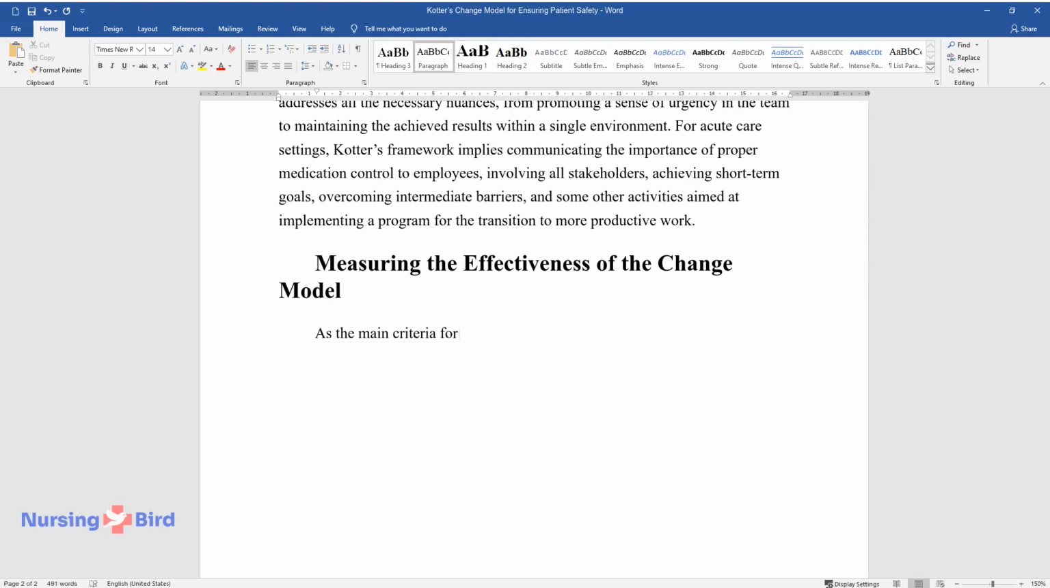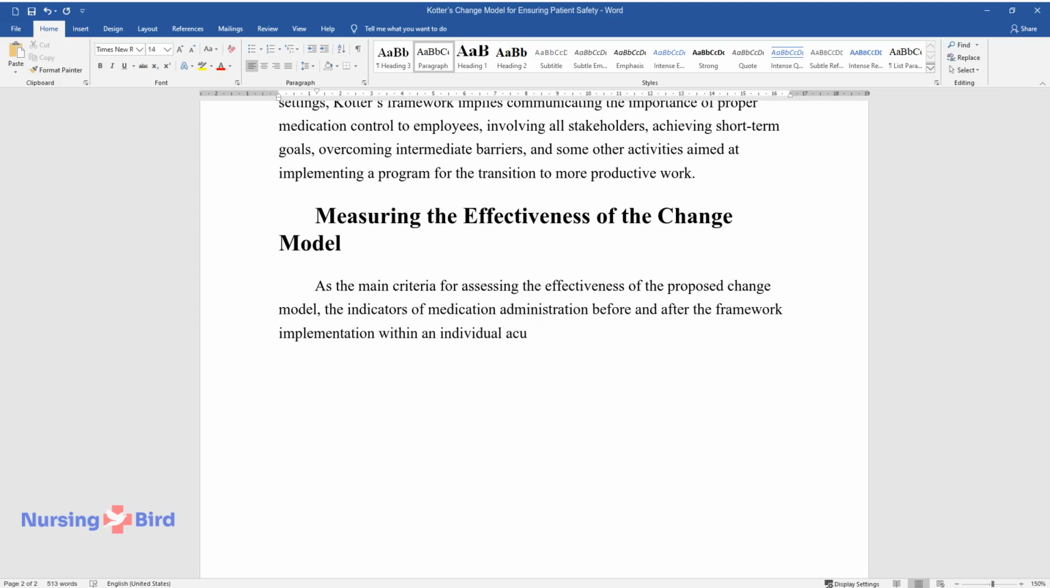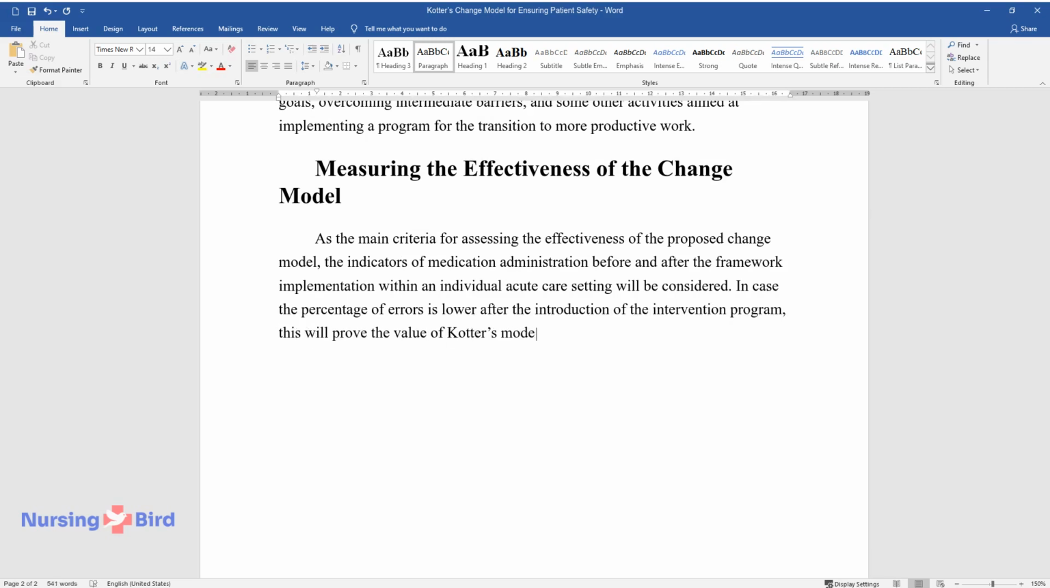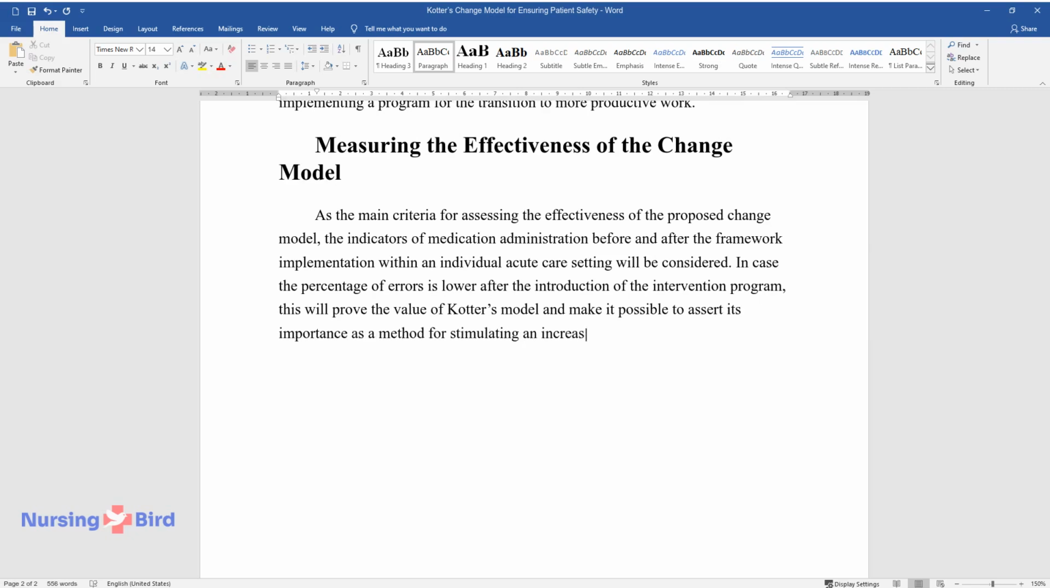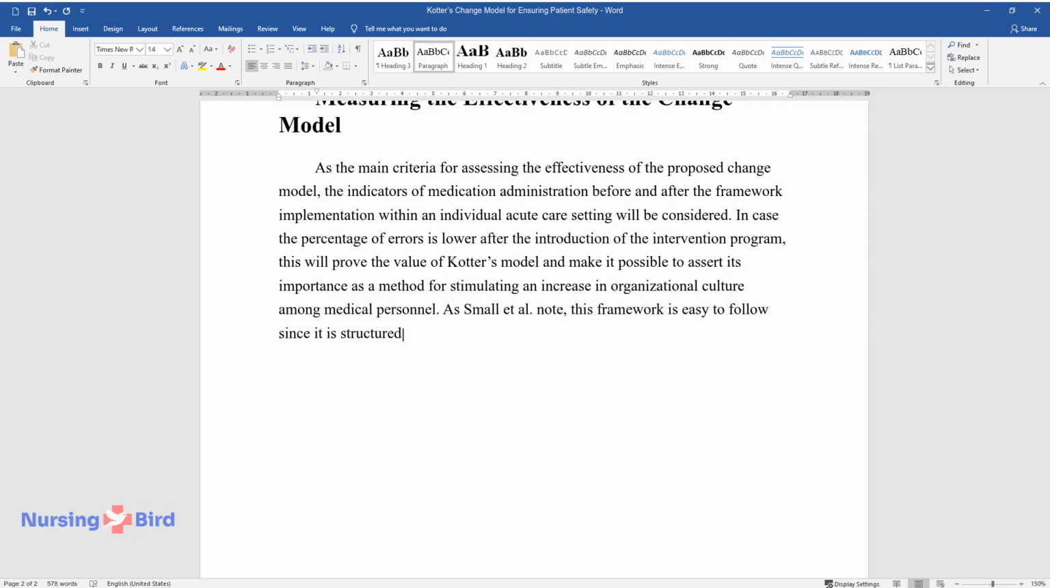Measuring the effectiveness of the change model. As the main criteria for assessing the effectiveness of the proposed change model, the indicators of medication administration before and after the framework implementation within an individual acute care setting will be considered. In case the percentage of errors is lower after the introduction of the intervention program, this will prove the value of Kotter's model and make it possible to assert its importance as a method for stimulating an increase in organizational culture among medical personnel. As Small et al. note, this framework is easy to follow since it is structured and allows motivating employees through active engagement.